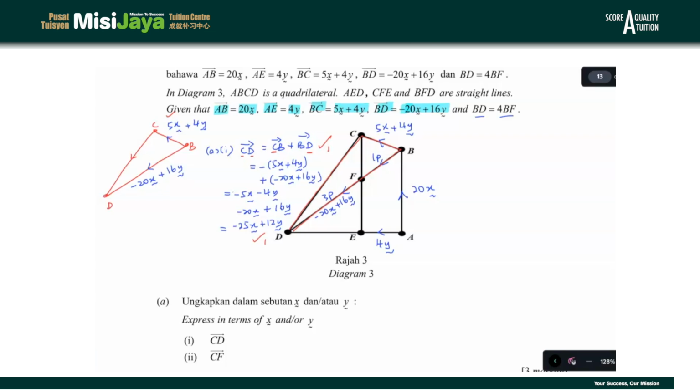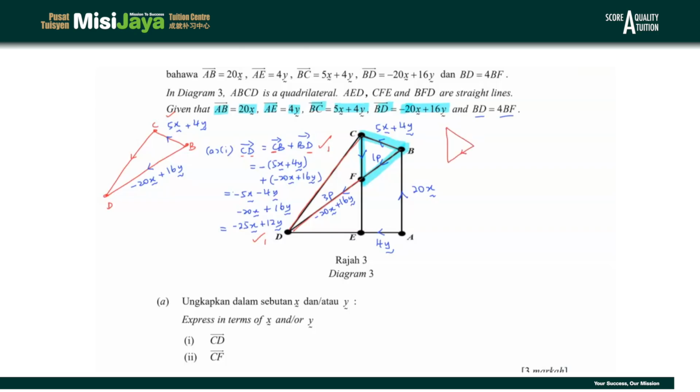Now let's solve for A2, which is to find CF. Where is CF? C to F is here, going down. I'm going to concentrate on using this triangle CBF. I'm going to draw it over here so it's easy for me to see. CF is going down, then this is CB, and this is BF.